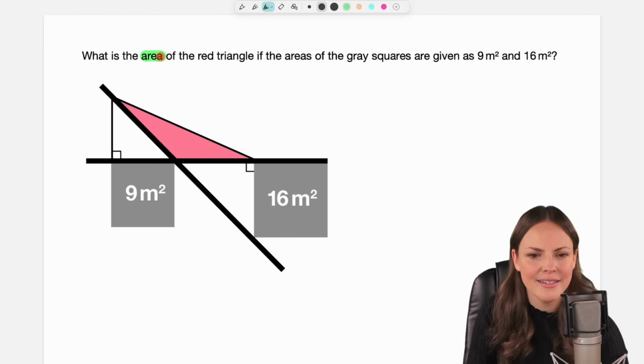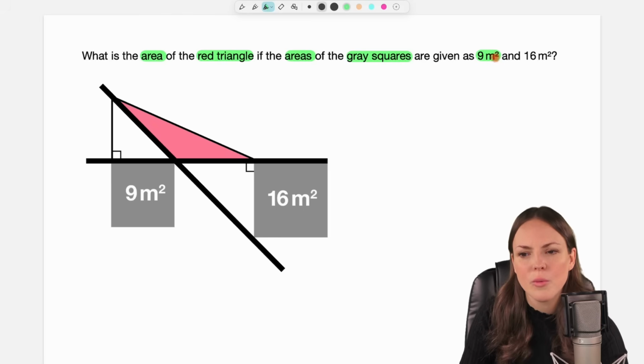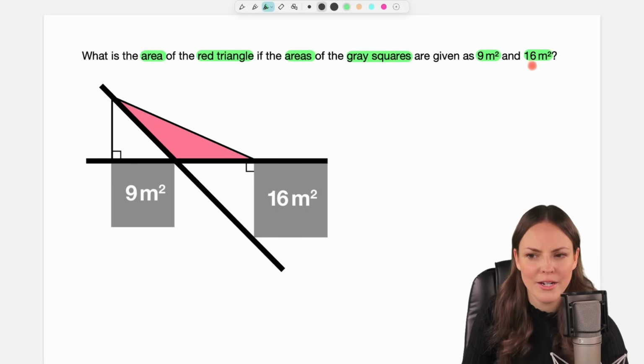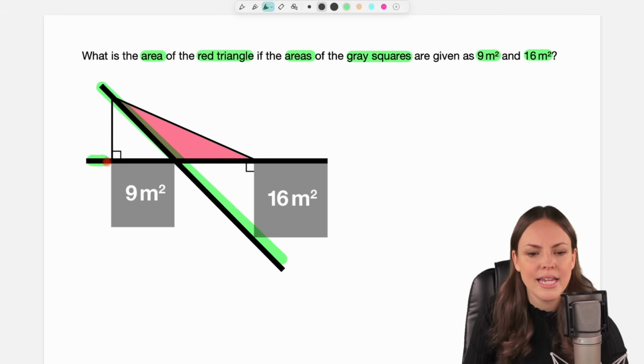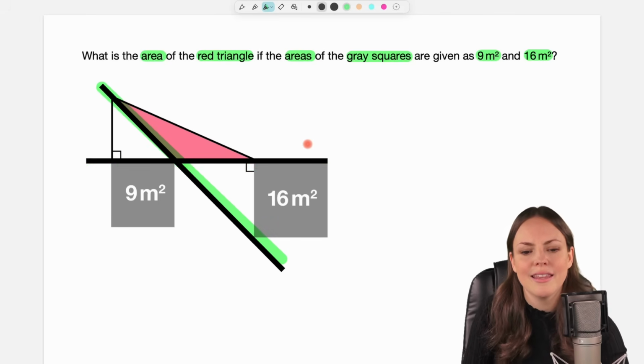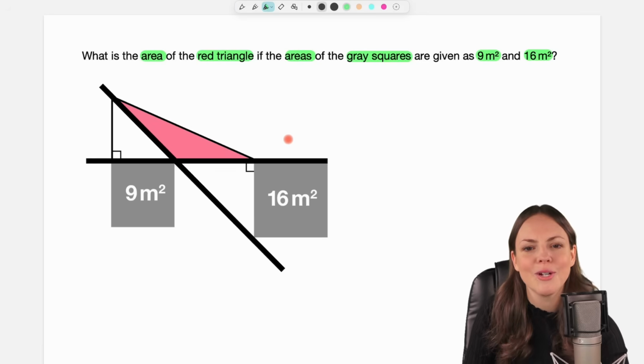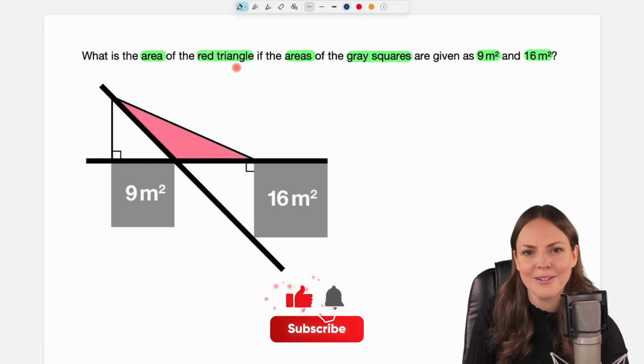What is the area of the red triangle if the areas of the gray squares are given as 9 square meters and 16 square meters? We have our red triangle here. We have gray squares here and here. We are given a right angle here and another one here, and we have this line that intersects this line. And this is all the information we have to find the area of the red triangle.